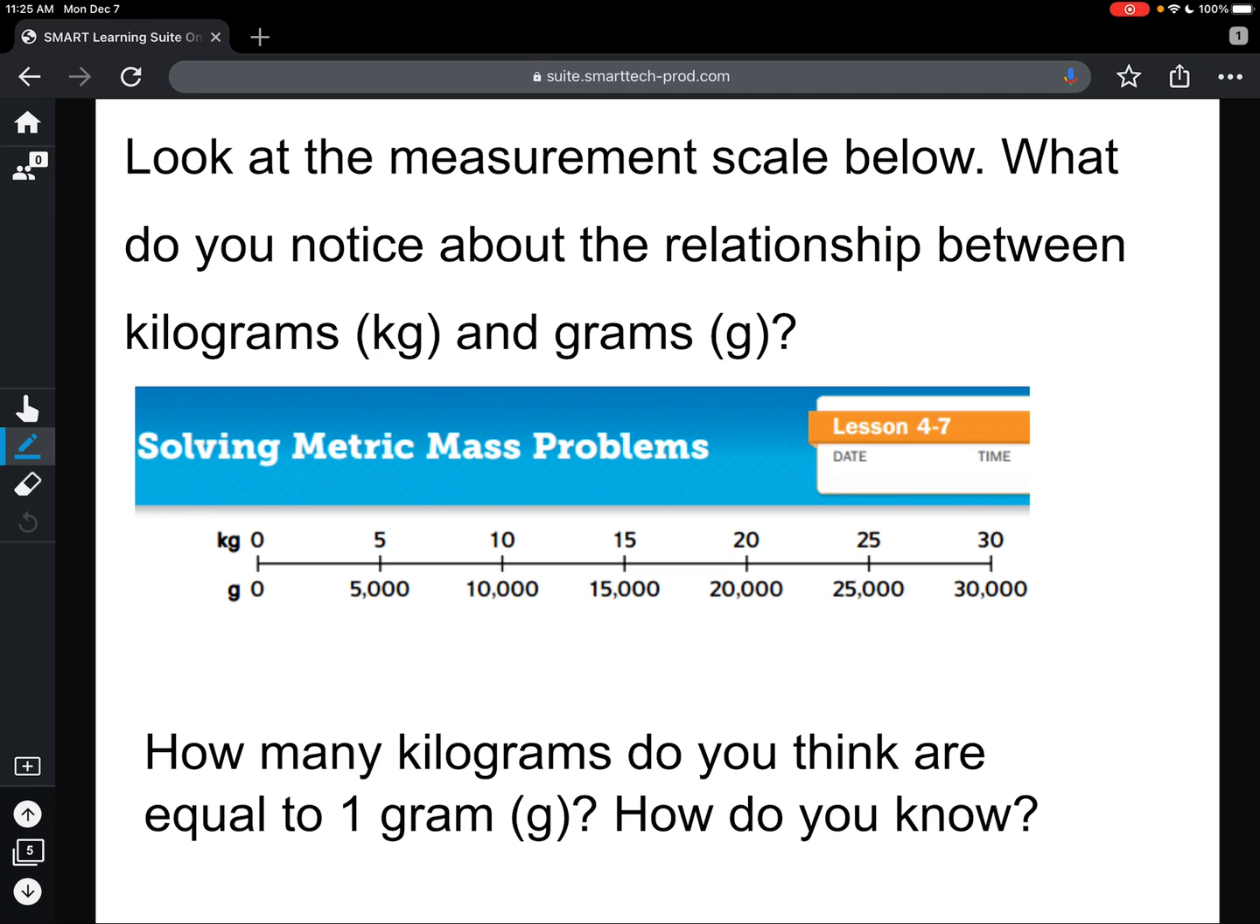So take a look at the measurement scale below. What do you notice about the relationship between kilograms and grams? So as you're looking at the measurement scale, what do you notice? In 5 kilograms, there are 5,000 grams. In 30 kilograms, there are 30,000 grams. Do you notice anything about the relationship between kilograms and grams?